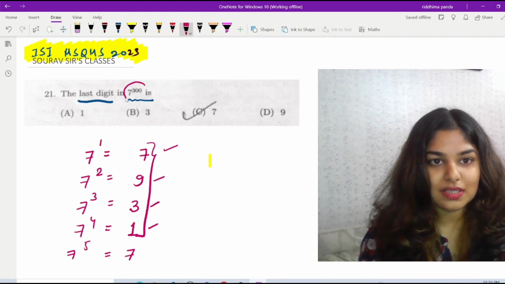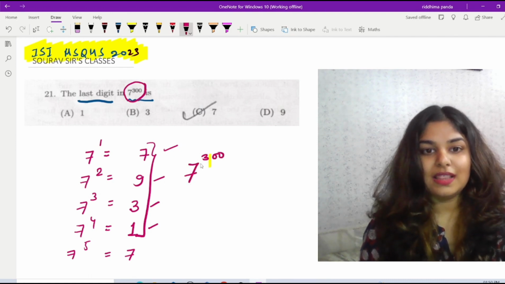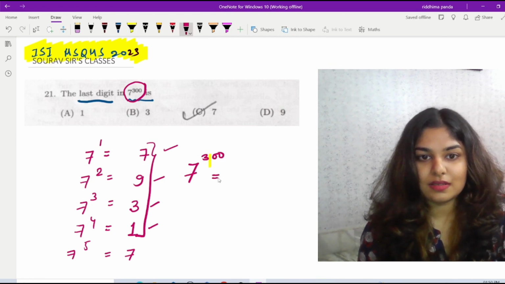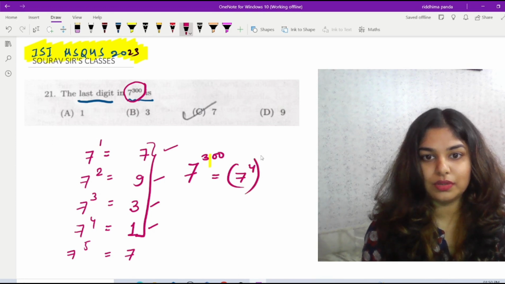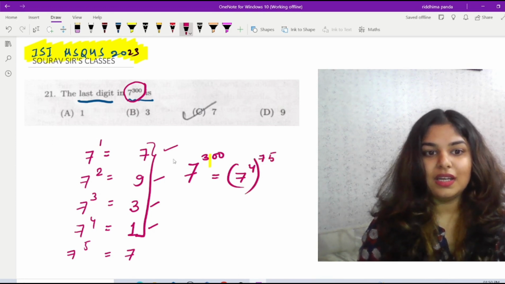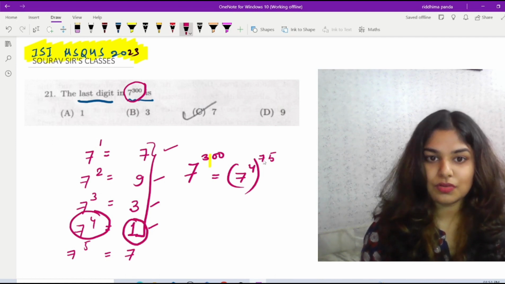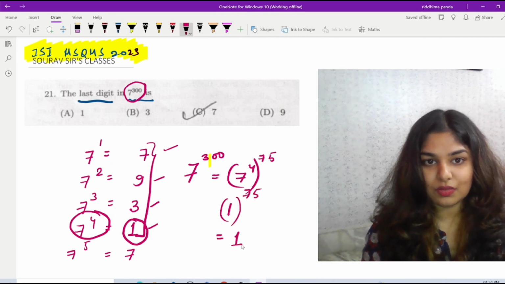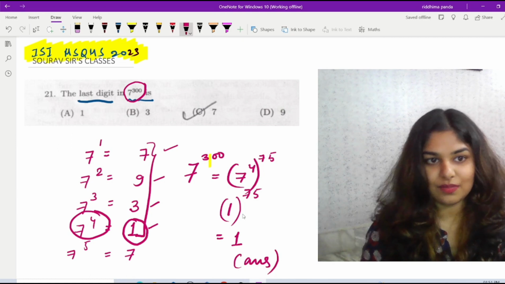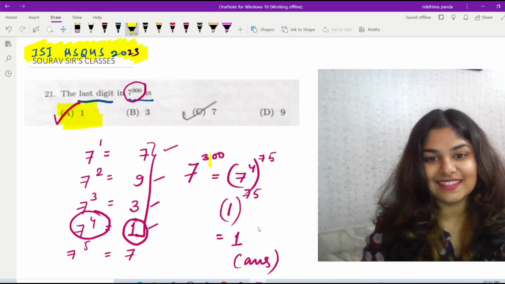So let us first write down 7 to the power 300. Let's break the power, writing it as 7 to the power 4 whole to the power 75. Now I know for 7 to the power 4, the last digit will be 1, so the last digit here is going to be 1 to the power 75, which will always result in 1. So this is the answer. That means option A is the correct answer.